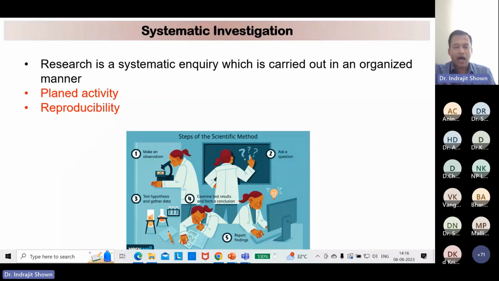You have to ask yourself what the questions are regarding that. Basically, those are called research questions. Then some hypothesis also you have to make, based on the initial observation and whatever questions arise in your mind. And then you have to examine the test results. Why is it important? To check whether the data you get is correct or not.